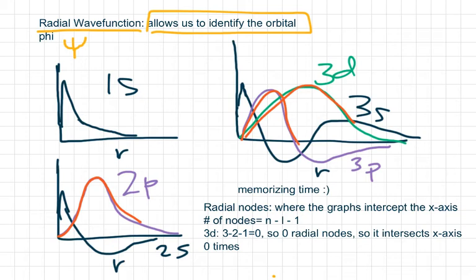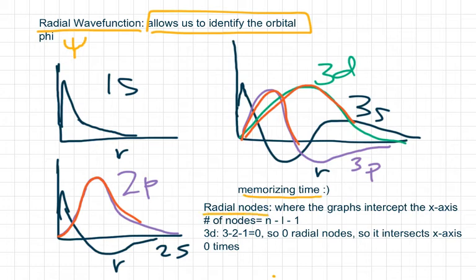Now, how can we tell how this curve behaves after it starts at the beginning? Because, for example, for the 1s and 2s sublevel, notice how the 1s doesn't intersect the x-axis while the 2s intersects it once. So how can we tell the difference? Well, it's memorizing time, and let's talk about a few things.